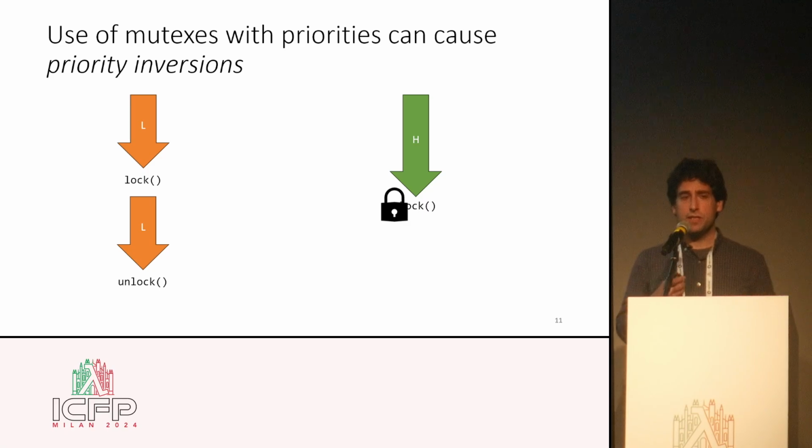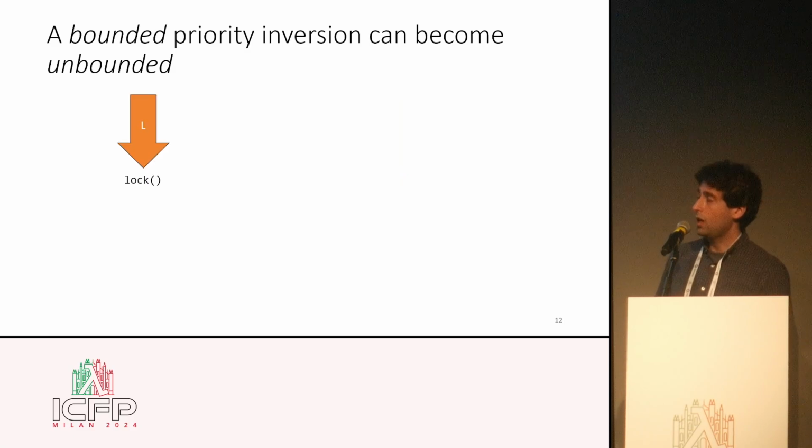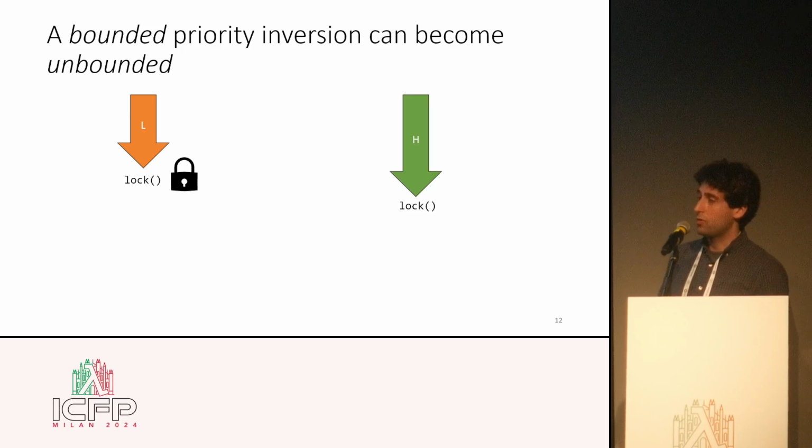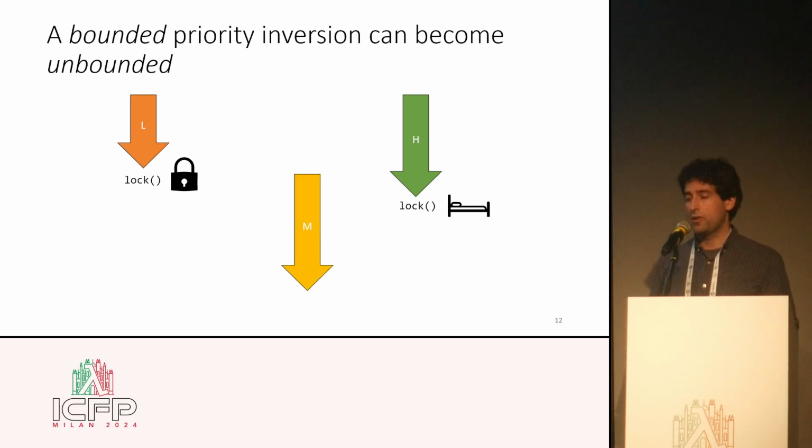The problem with this is that it can quickly become an unbounded priority inversion if we simply, after the low priority thread acquires the lock and the high priority thread attempts to acquire the lock unsuccessfully, let's say a medium priority thread comes along that runs, let's say, forever, and blocks the low priority thread from running its critical section and releasing the lock, which means that the high priority thread is really now sleeping on both this low priority thread and this long-running medium priority thread. So this is really where priority inversions become a problem.